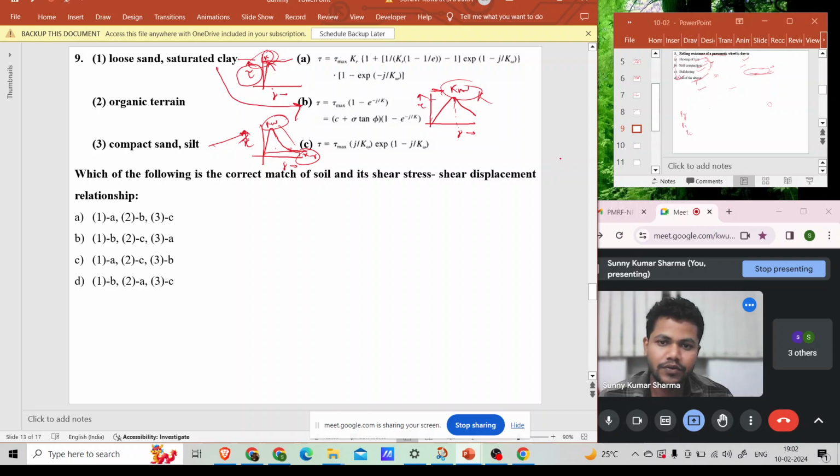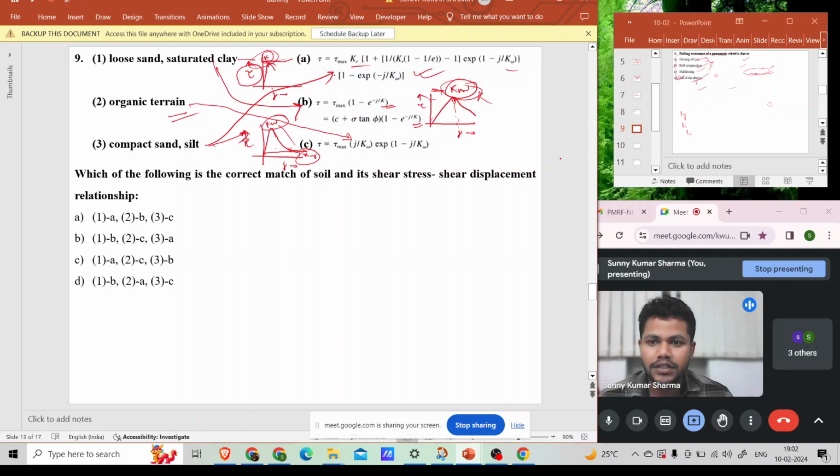In this expression, we have only the k term. Here you can see that this is for rule sign. In organic terrain, we have kW. At tau max, the deconvolution modulus is kW, so this kW expression is for organic terrain. And for compact sand or silt, we have kW and kr both. So this expression is for compact sand or silt.